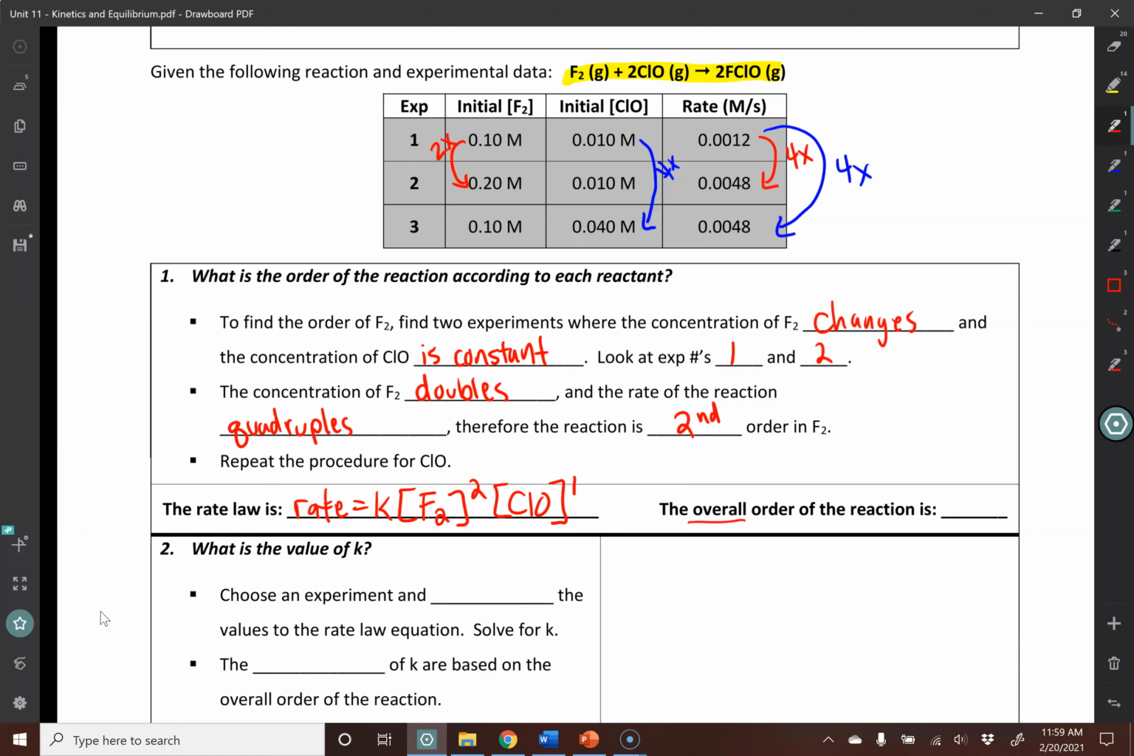The overall order is found just by adding up the orders for the individual reactants. So in this case, the overall order of this reaction is 3. It's a third order reaction. You can imagine if you didn't write that 1 there, you might be prone to forget that it's there and mistakenly call this a second order reaction.